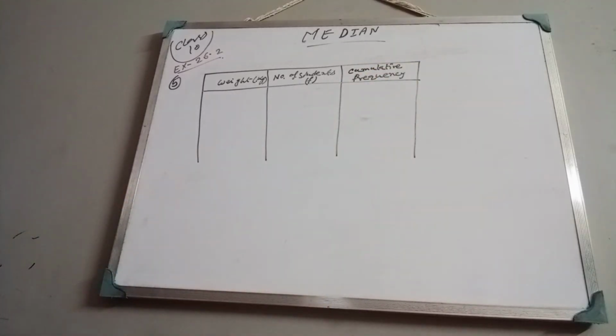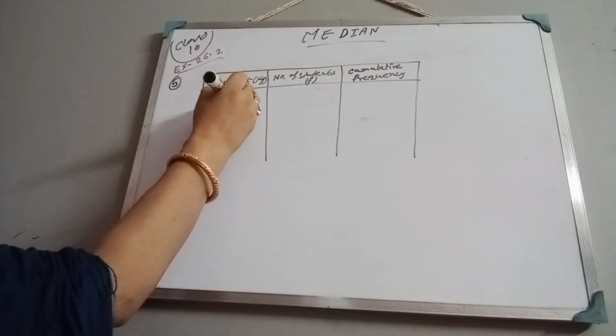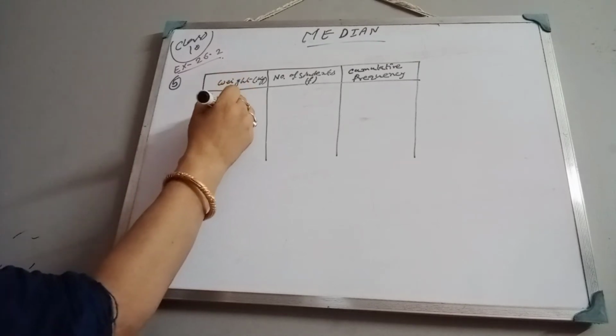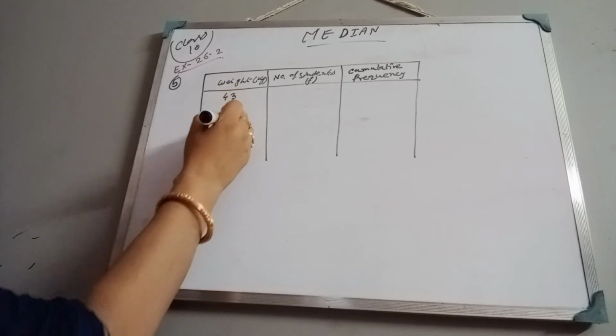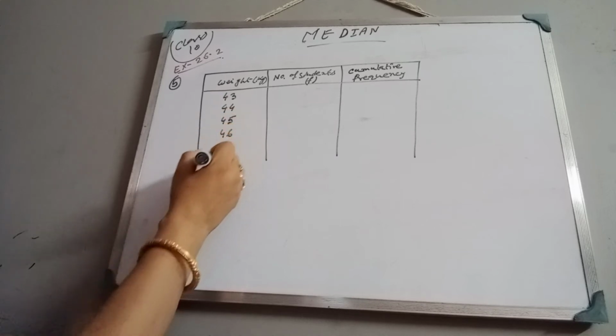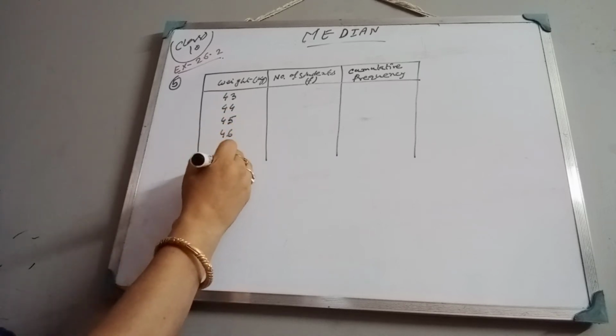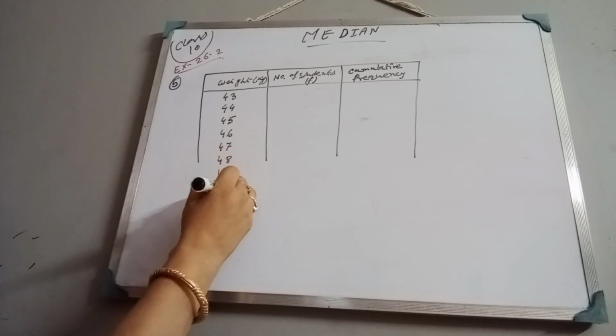Cumulative frequency. Okay, so now the weights are 43, next 44, 45, 46, 47, 48, 49, then 50.